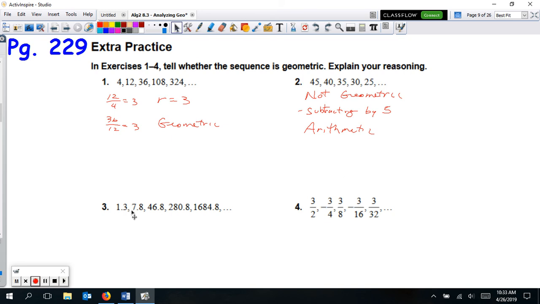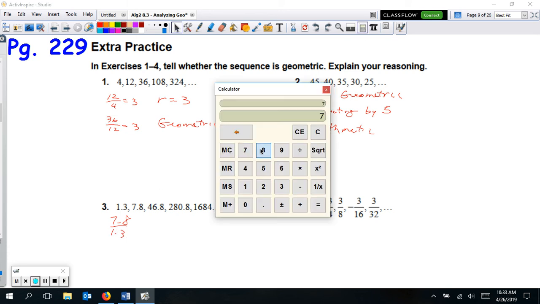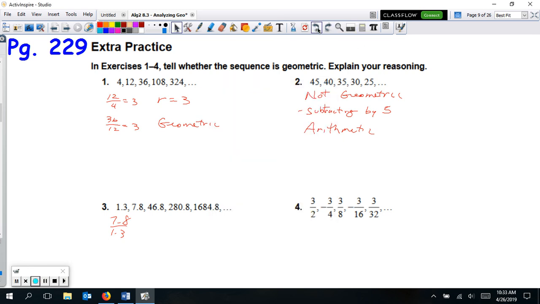Number 3, now this might be a little harder to see, what do you multiply 1.3 by to get 7.8? And are you going to do that same thing every time? So it might be easier to do it this way, where you're going to take the second term, put it over the first, and so we could do that 7.8 over the 1.3. So basically that's like 78 divided by 13. And we can do that on a calculator, 78 divided by 13. And that equals 6. So right there, that's 6.